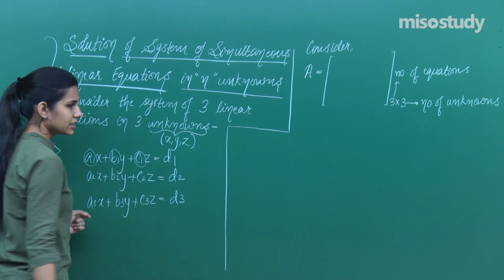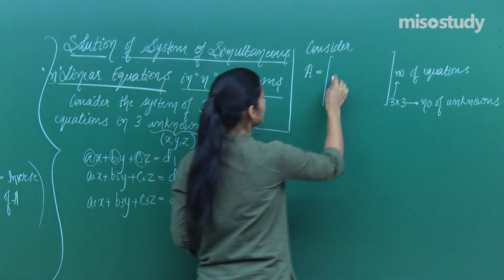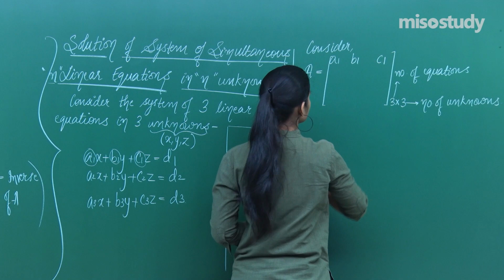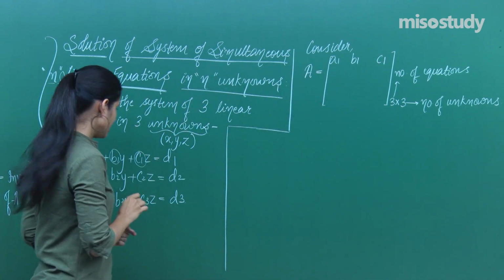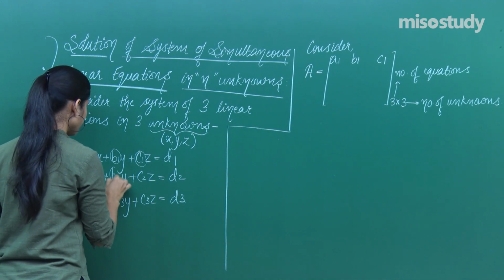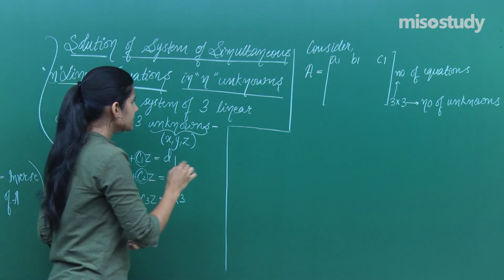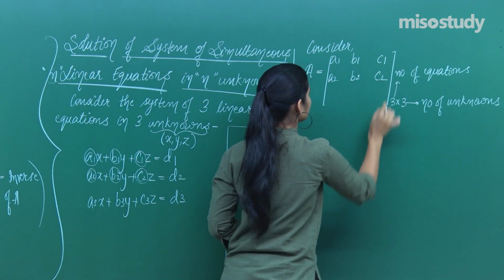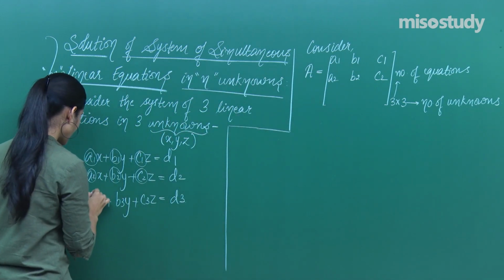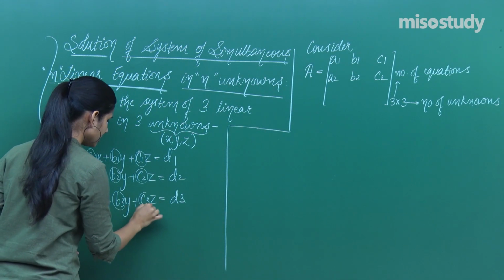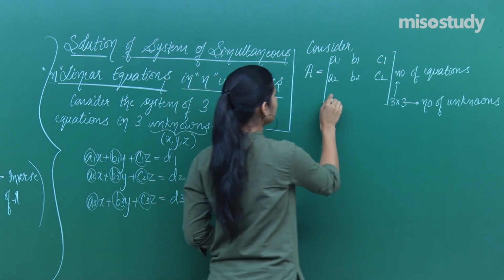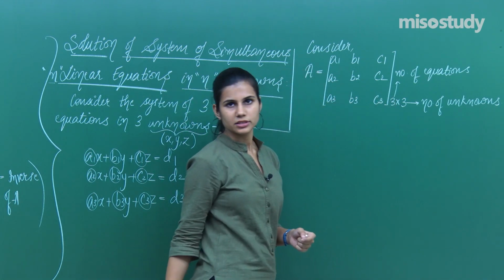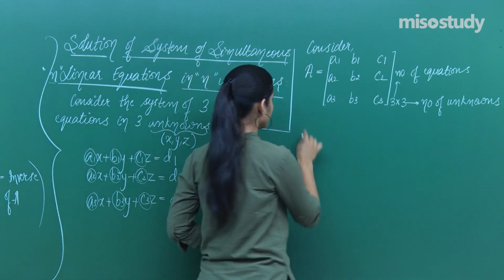Now what you do, pick up these constants a1, b1, c1 coming from the first equation, like this you keep. Then you have a2, b2, c2, correspondingly you keep a2, b2, c2. Then you have a3, b3, c3, so correspondingly you keep a3, b3, c3. Whatever these constants are, consider this matrix A.